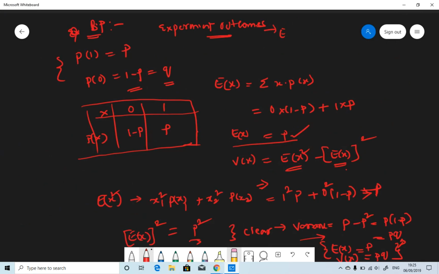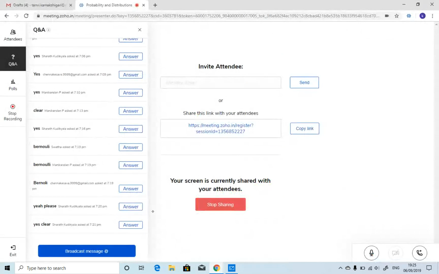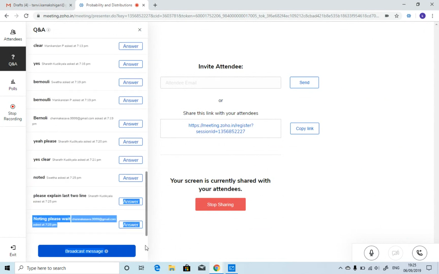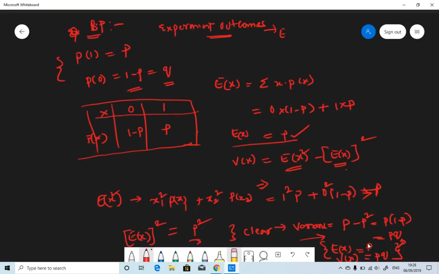Now, there is one formula here, which I will note down here. Noted means type noted. Okay, Sharath, these two lines.